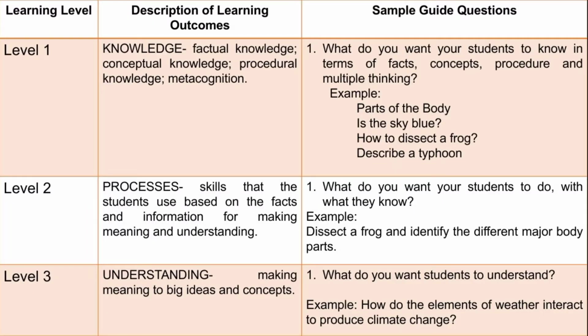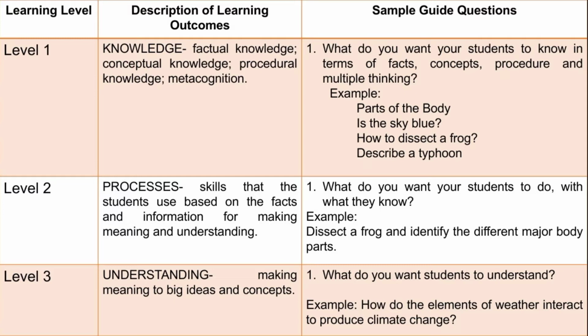This table shows the description of the different learning outcomes and the sample guide questions for learning assessment. Level 1, which is the knowledge, is described as factual knowledge, conceptual knowledge, procedural knowledge, and metacognition. And for the sample guide question, what do you want your students to know in terms of facts, concepts, procedure, and multiple thinking? For example, parts of the body. Is the sky blue? How to dissect a frog? Describe a typhoon.